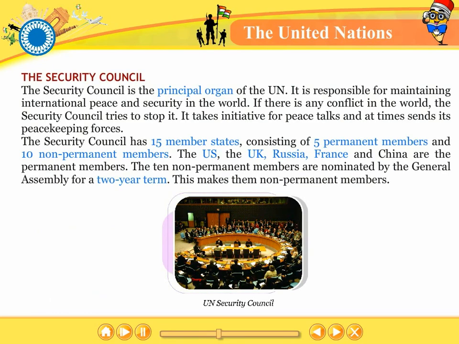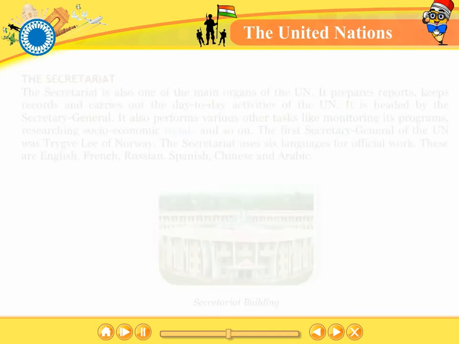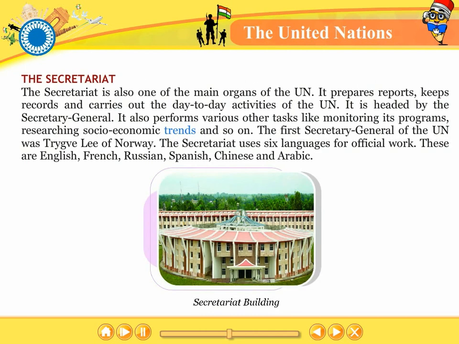The Security Council. The Security Council is the principal organ of the UN. It is responsible for maintaining international peace and security in the world. If there is any conflict in the world, the Security Council tries to stop it. It takes initiative for peace talks and at times sends its peacekeeping forces. The Security Council has 15 member states consisting of 5 permanent members and 10 non-permanent members. The US, the UK, Russia, France, and China are the permanent members. The 10 non-permanent members are nominated by the General Assembly for a 2-year term. This makes them non-permanent members.